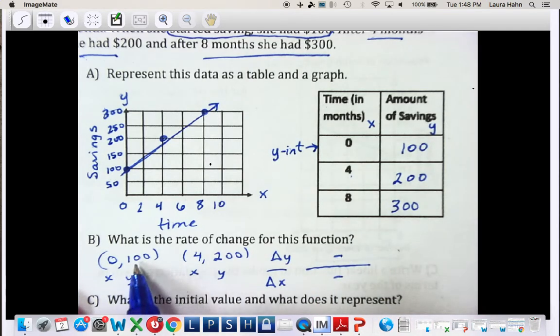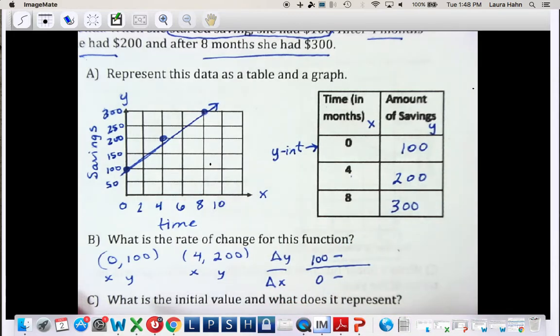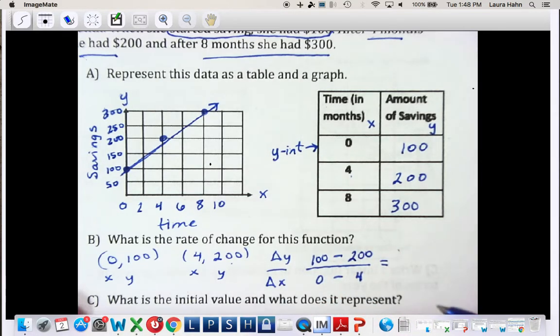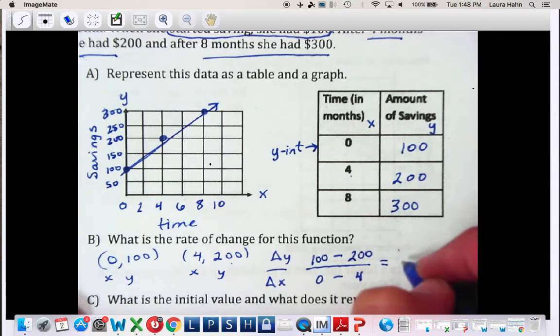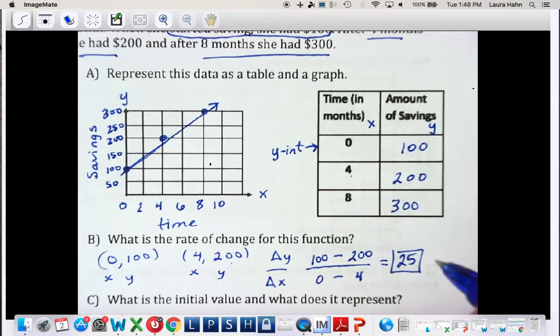Y rises, so 100 goes on top, 0 goes directly below it. Y rises, 200 goes on top, 4 goes directly below it. So you can go ahead and calculate this, but make sure to always check your answer using the calculator. And it comes out to be a 25.